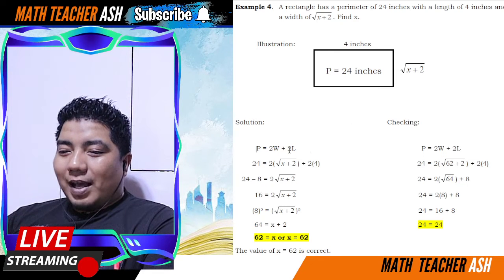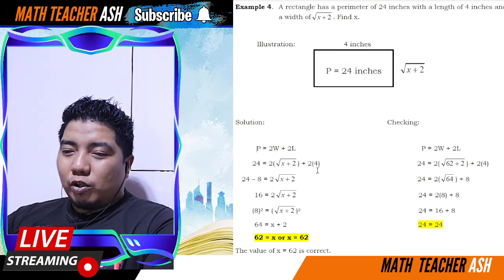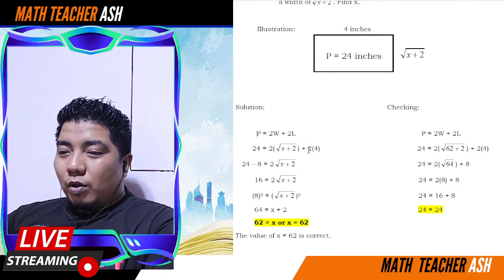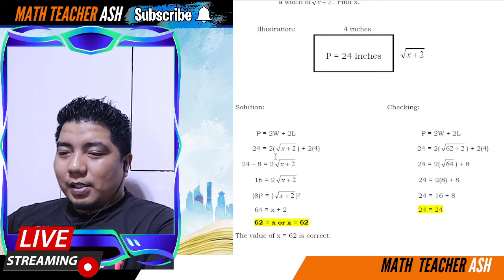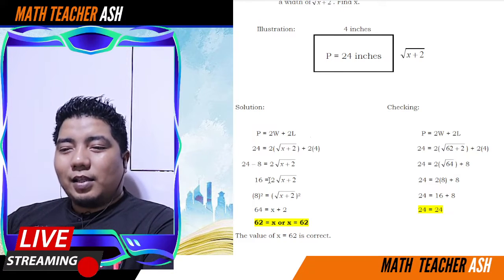And plus kaagad, 2L, so 2 times the length. So, our length is 4, so 2 times 4. Now, you just simplify this one. So, 2 times 4, that is 8. This is 24. So, combine like terms, lipat sa kabila. Okay? So, plus 8 dito. Pagdating dito, minus 8 na tayo. So, 24 minus 8, that is 16.